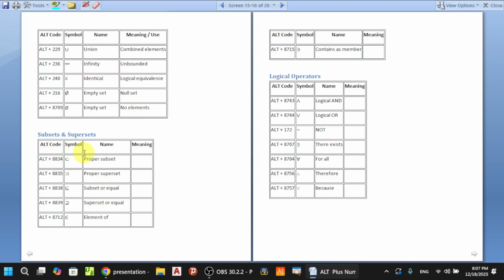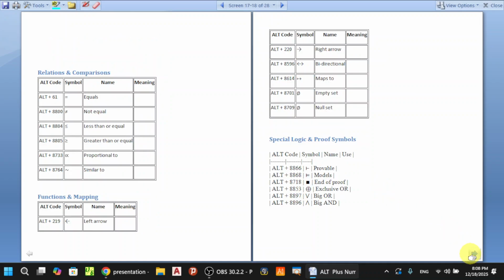The subsets and supersets are also expressed like this. Then the logic operators: and, or, not, there exists, for all. Those are the Alt codes, so you can refer to them. The relation and comparison symbols are written with these codes right here: equal to, not equal to, less than or equal to, greater than or equal to.